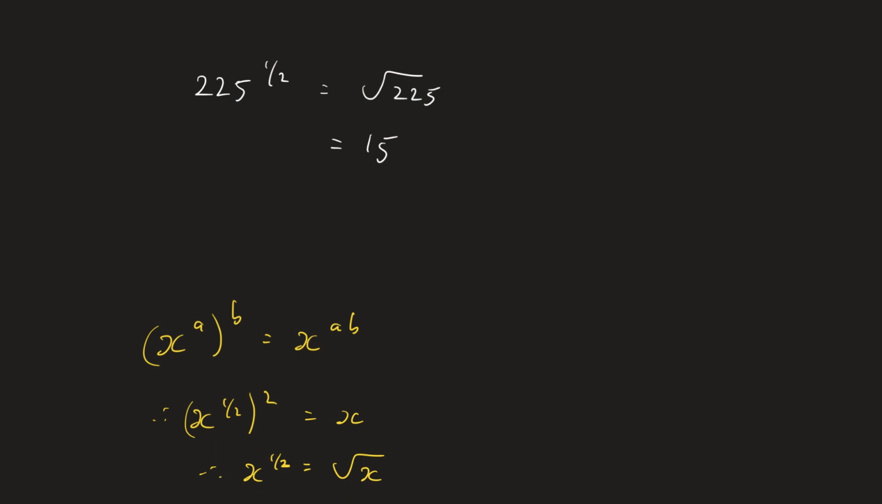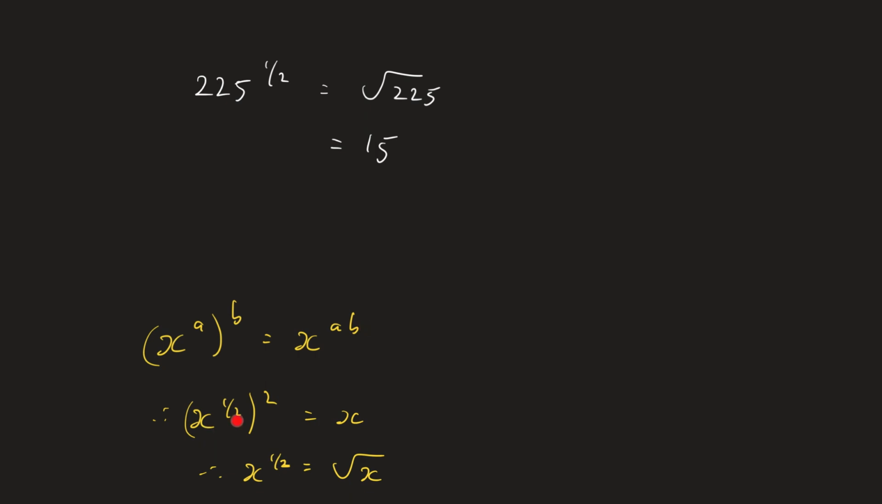Why do we define something to the power of 1/2 as being the square root of that number? Well, it follows from wanting to maintain the rules that we already know are true. So we know that x to the power a all to the power b is given by x to the power of a times b.